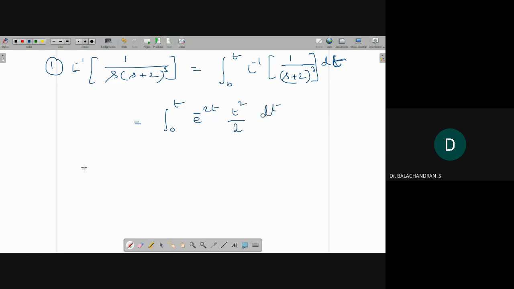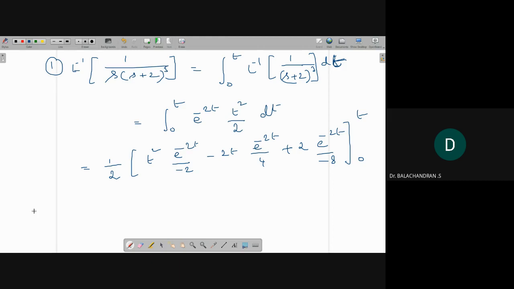So now 1 by 2, so yeah, Bernoulli's method. Keep t square. If you integrate e power minus 2t, you get e power minus 2t by minus 2. Then again, if you integrate e power minus 2t by minus 2, you'll get e power minus 2t by 4 plus 2 e power minus 2t by minus 8. So the limit is from 0 to t.